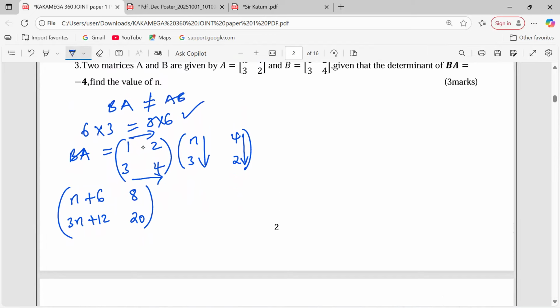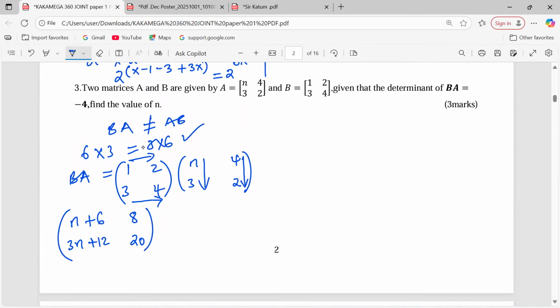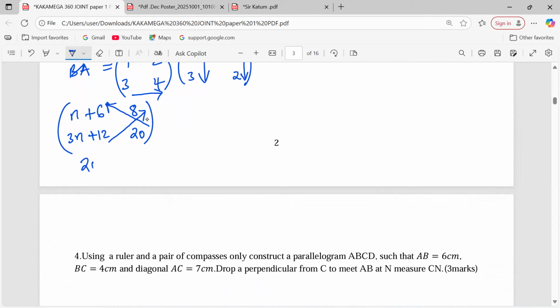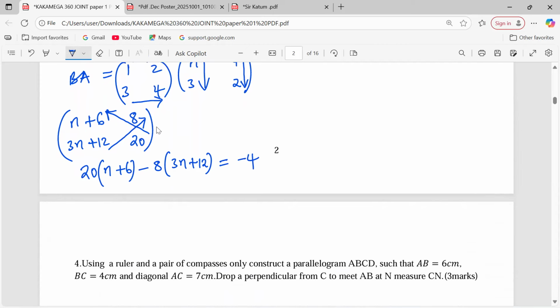Somebody is now telling us that this matrix has a determinant equivalent to -4. So the determinant of a matrix is the product of elements in the leading diagonal. This is the leading diagonal, the diagonal from top left to bottom right. We call it the main diagonal, minus the product of elements in the other diagonal. So now we'll be having 20 multiplied by n plus 6, when we subtract 8 times 3n plus 12, this should give us -4 as the determinant.